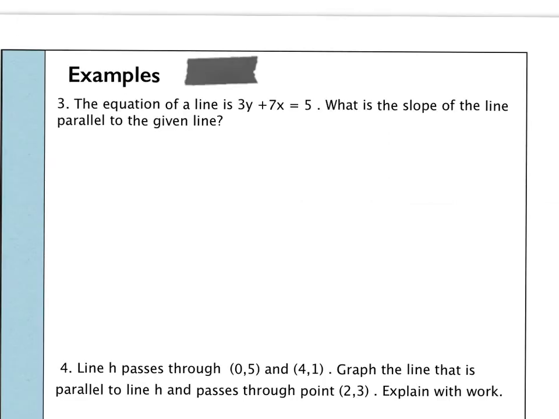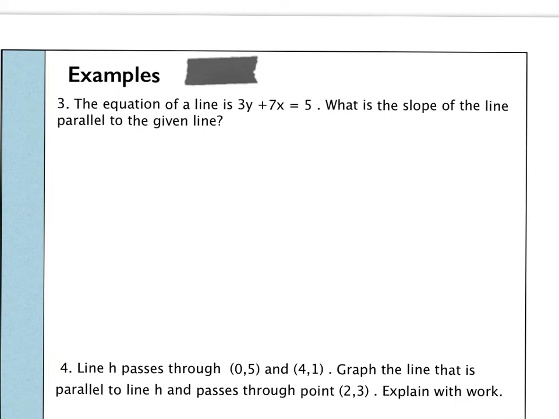All right, here's number 3. The equation of a line is 3y plus 7x equals 5. What is the slope of the line parallel to the given line? Well, this line, unfortunately, is not in slope-intercept form, meaning it is not solved for y. So what we need to do first is solve it for y.